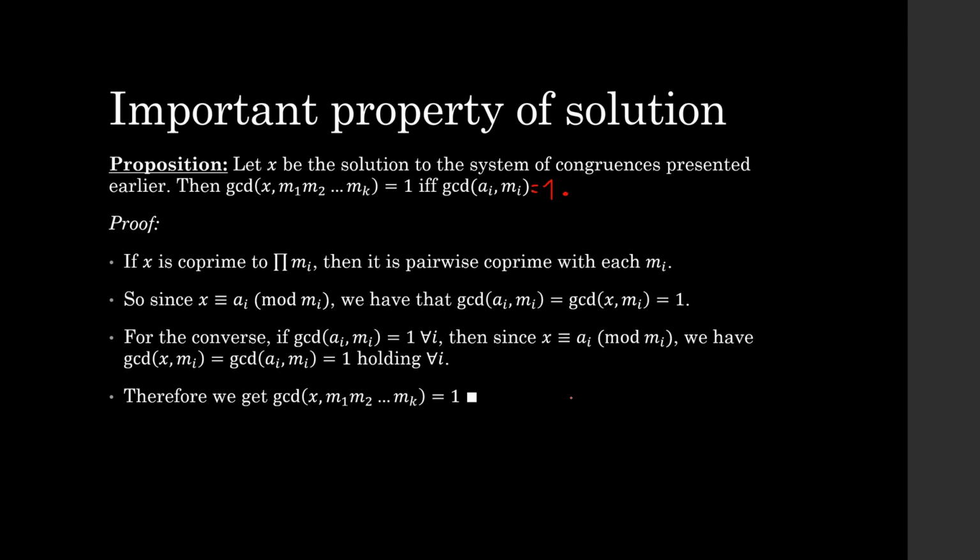And so we get that the greatest common divisor of x with m1 times m2 all the way to mk is going to be equal to 1. This is because, keep in mind, here I've shown that the greatest common divisor of x with mi is equal to 1, so it's coprime to all of them. And then we can apply our theorem from video 2 to show that it is coprime to the whole thing.